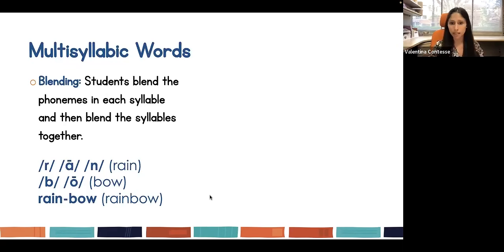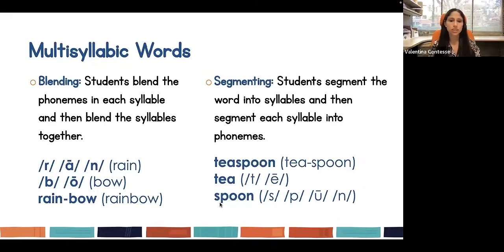So this is the same type of process that we would want students to use when they're decoding or reading multisyllabic words. For segmenting, students would first segment the whole word into the 2 individual syllables and then segment each syllable into each individual phoneme. For example, you would say the word teaspoon and students would segment into syllables, tea, spoon, and then would segment t, e and s, p, oo, n, to segment again each syllable into each individual phoneme.